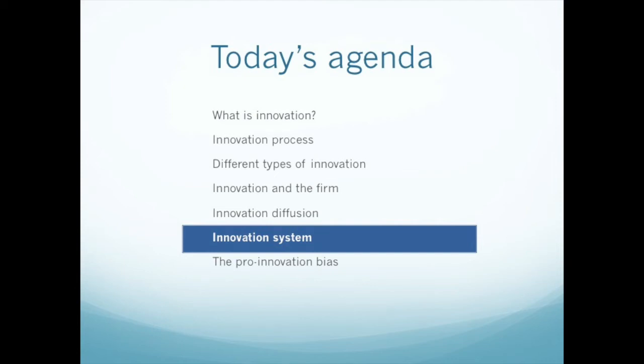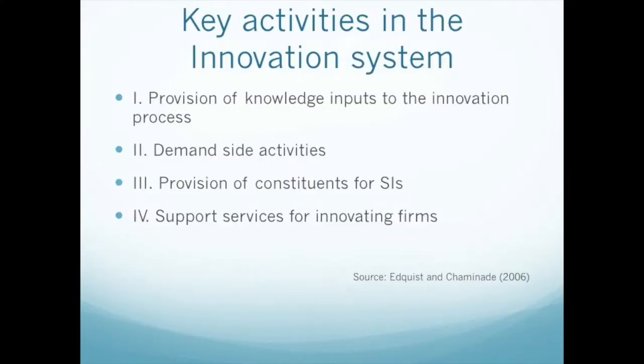Now we move on to the innovation system. The innovation system is basically a macro perspective. We look at entire countries and regions, and we look at the system that nourishes innovation. And if we look at what Edquist and Chaminade have said about innovation systems, they say that these kinds of systems should include a number of key activities.